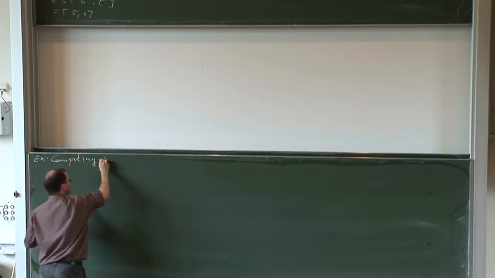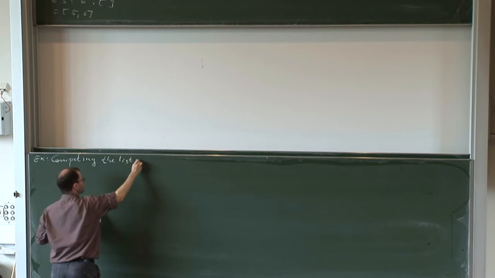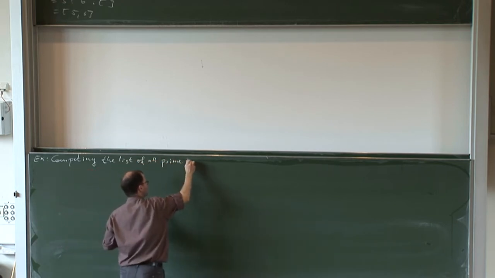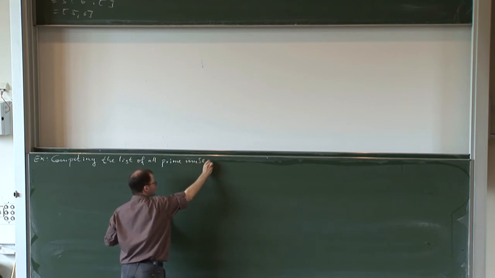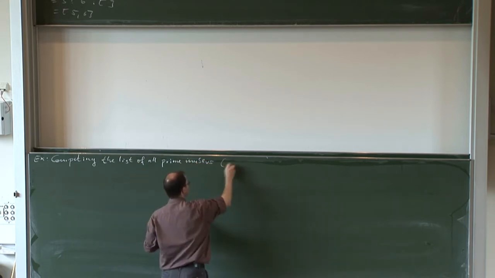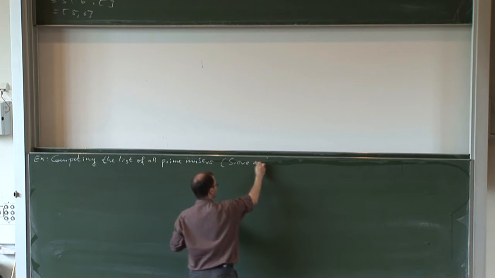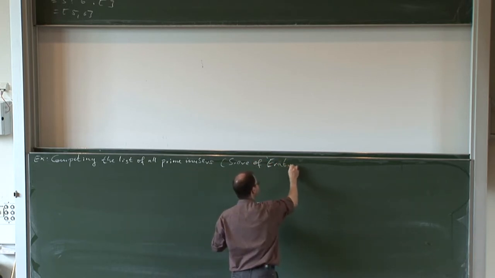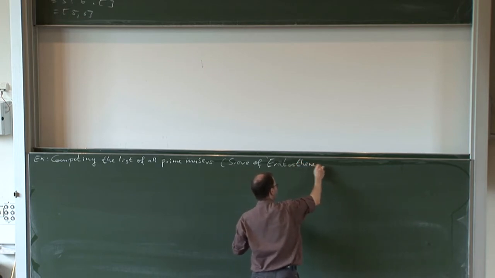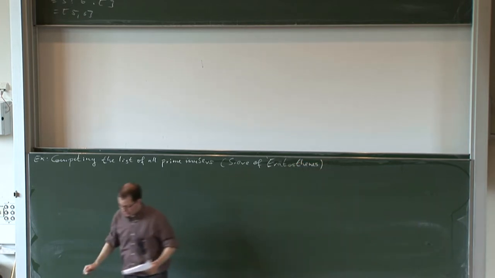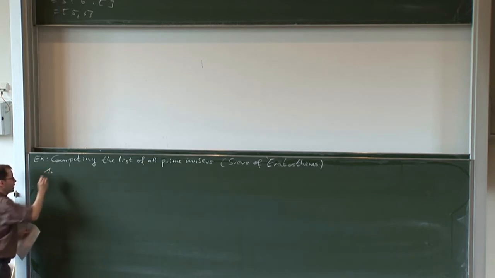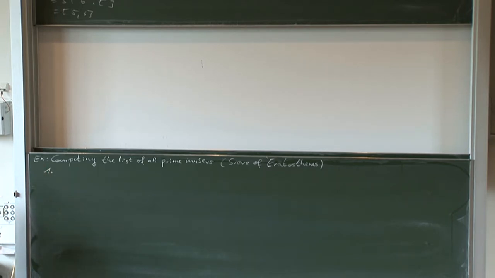So computing the list of all prime numbers. The algorithm is not at all new, but the implementation is particularly elegant in this language. And we use the sieve of Eratosthenes. So maybe you know this algorithm from high school. If not, it's rather simple. Okay, so what is the algorithm? The algorithm in natural language looks like this.